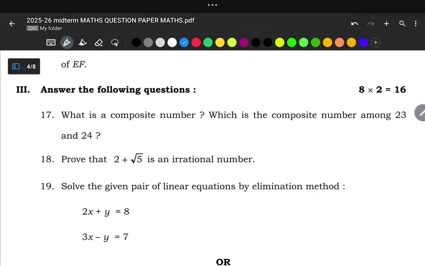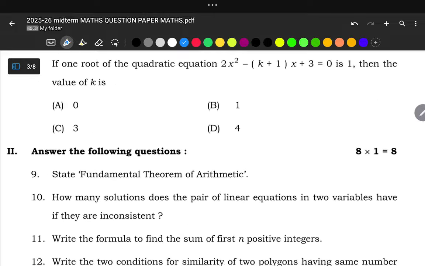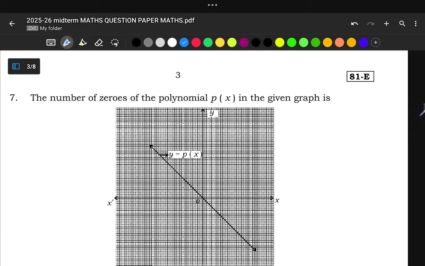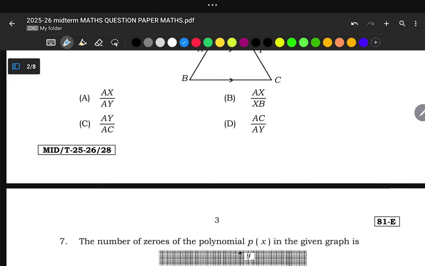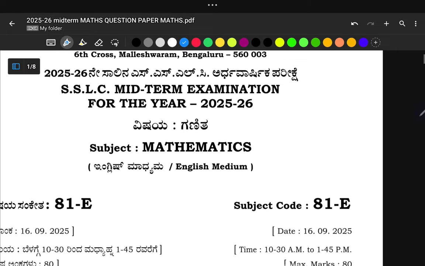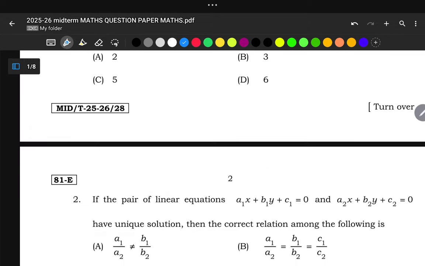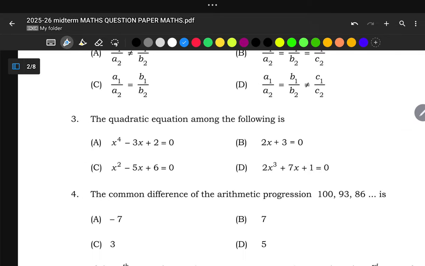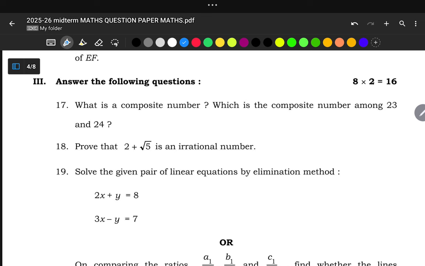In yesterday's class, I discussed one-mark questions and MCQs, 8 plus 8, total 16 questions. I discussed the midterm exam question paper of mathematics of the Karnataka SSLC board. And in today's class, I'm going to discuss 2 marks questions. So it will help even CBSE students and state syllabus students. See how to solve 2 mark questions easily.